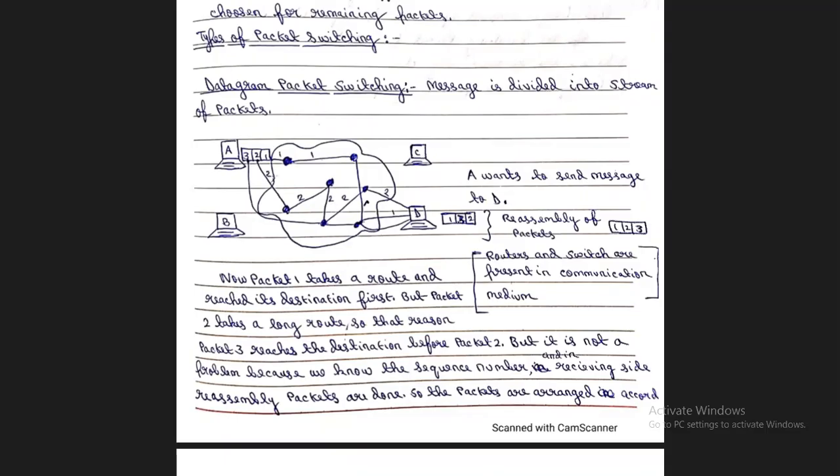In that case, what will we do? On the receiver side, there is a logic present, that is the reassembly of packets, and through this logic, we will again reassemble the packets according to the sequence number. So that's how packet switching works. Datagram packet switching works like this: the message is divided into a stream of packets, and the communication should be done in an order. In this communication medium, there are different routers and switches present for communication. Okay, so this is datagram packet switching.